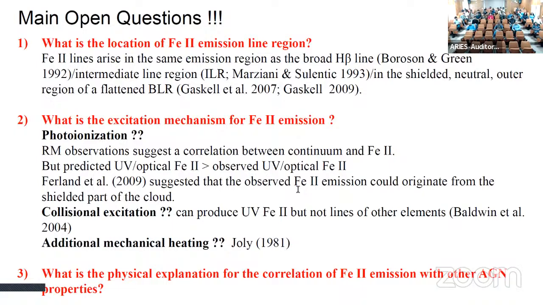So this is the first major issue. But to solve this issue, Gary Ferland has suggested that it's possible that the Fe2 that we are getting is coming from the dark side of the cloud. Let me explain what the dark side is.